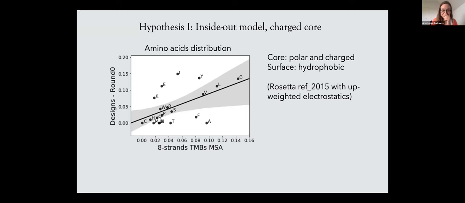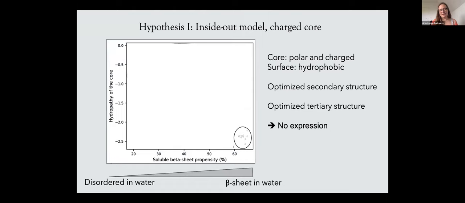In this configuration, we get sequences that have very optimal secondary structure propensity, because we have a very good alternation between polar and hydrophobic residues, which is a signature of beta strands. We also have an optimized tertiary structure because of Rosetta design. And this is the current paradigm in de novo design, to optimize the secondary and tertiary structures. However, in the case of TMBs, what we saw is that with this model, we did not see any expression at all. We expressed the protein expecting them in the cytoplasm, going to the inclusion bodies, but there was no expression.